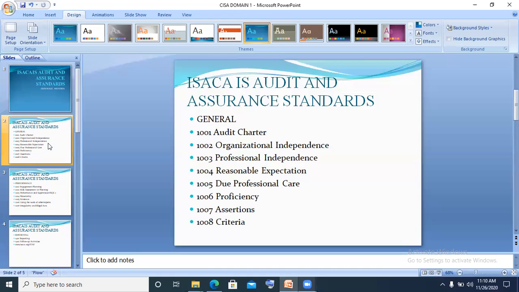So the auditor should not be placed in a situation where he or she is reviewing his or her own work. That is what we mean by organizational independence. 1003, professional independence. What does that mean? The auditor should, in mind and in appearance, avoid anything that will make an objective observer conclude that the auditor is not independent. That is a topic for a whole day on its own. There are so many things that can compromise the independence of the auditor.